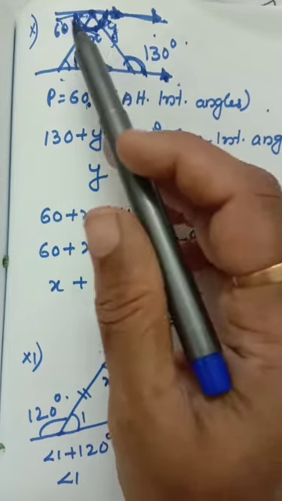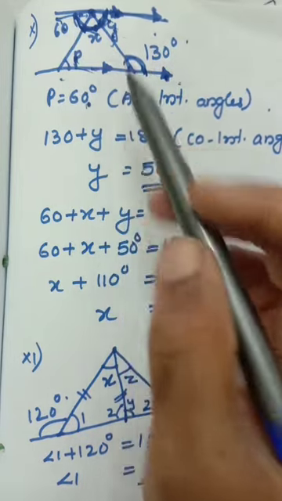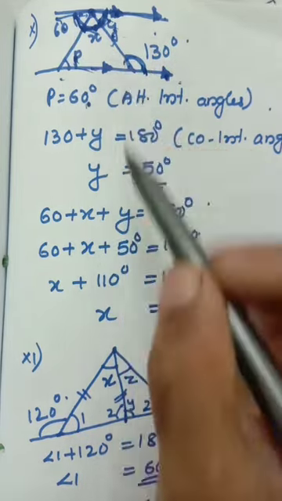When you add this, a straight line angle should be 180 degree. You can write a straight line angle. You will get x equal to 70 degree. 9th question.